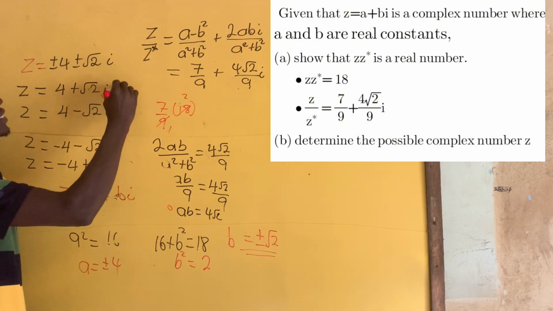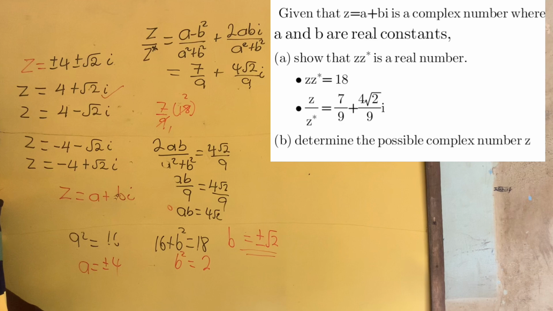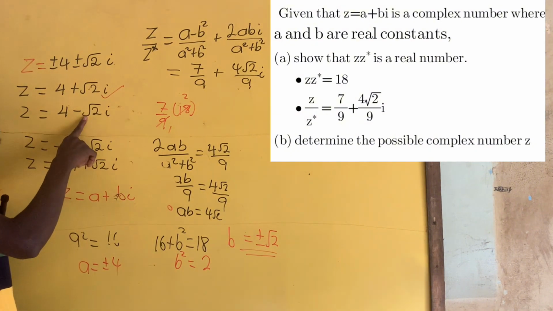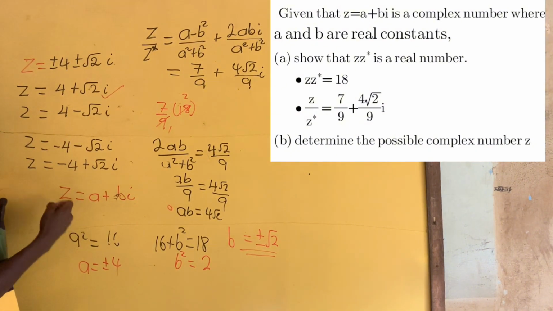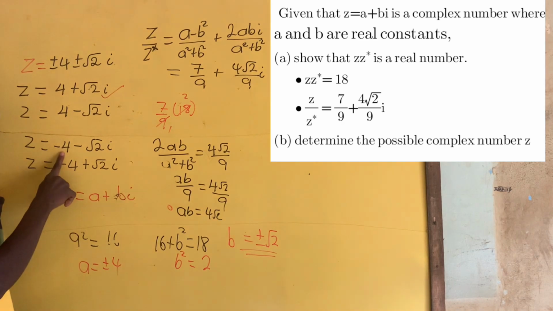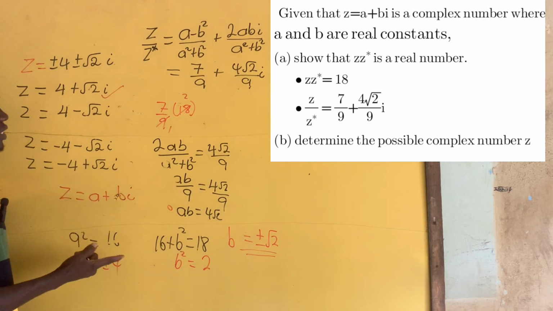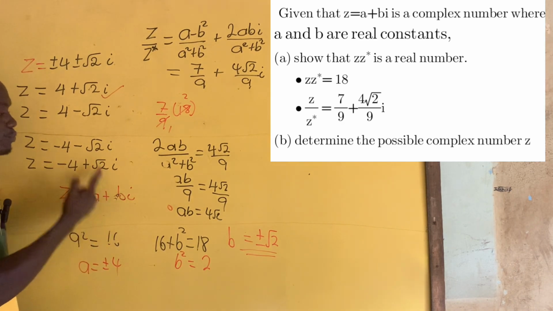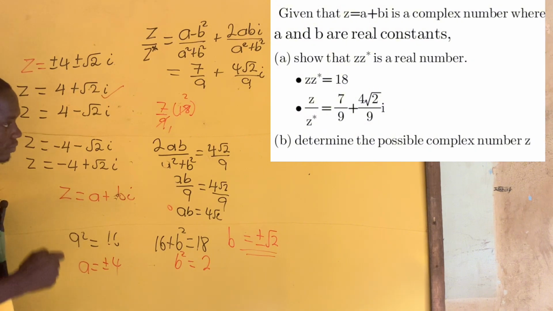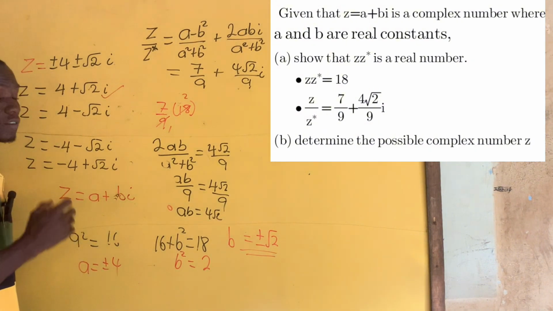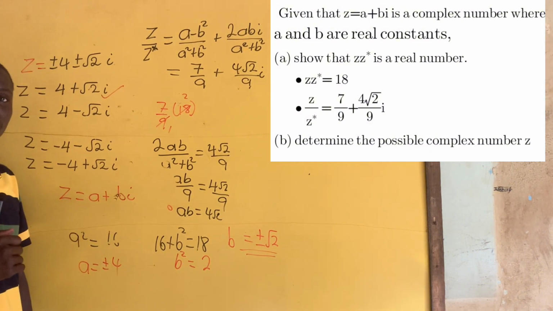So this will work for us in a very simple way, because that will give us positive 4 and then positive root 2. And then this will not work because you have negative here. It won't give us positive in a very simple way. This will work for us. Minus 4 times minus root 2 gives us positive, and this won't work. So the possible answers are 4 plus root 2i and negative 4 minus root 2i.